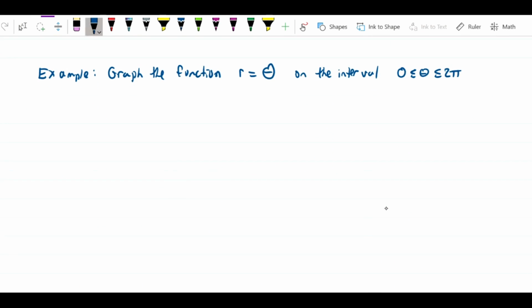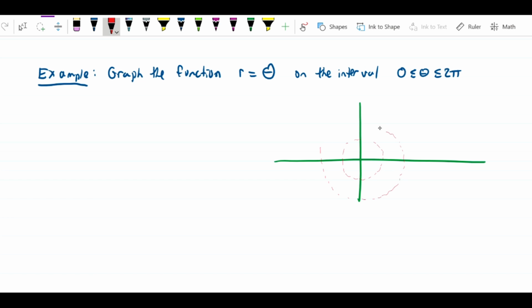Here's a fairly simple example of a function that we can graph. Let's graph the function r equals theta on the interval 0 to 2 pi. Let's put up a piece of polar graph paper right here, and I'm going to draw in the concentric circles. That's the circle of radius 1. Actually, we're going to call each of these 2 units, which will be a bit more convenient. So this is radius 2, this is radius 4, and this is radius 6.